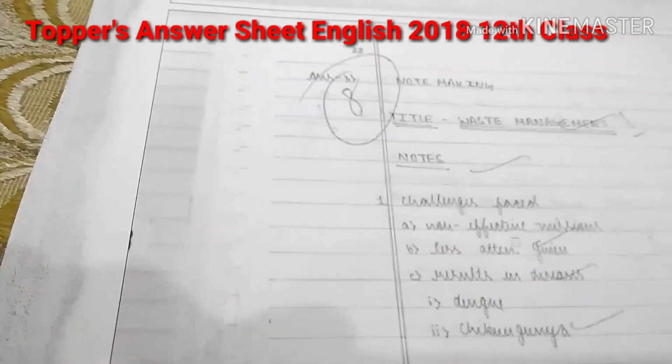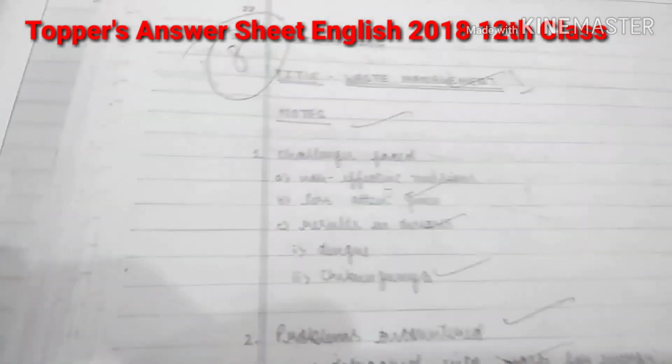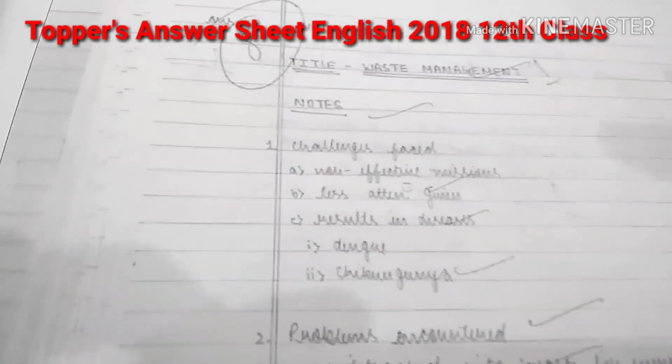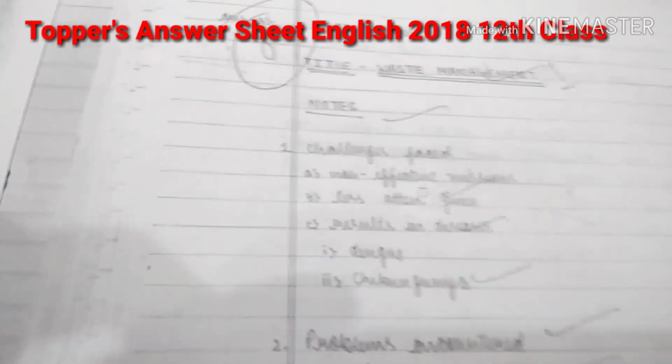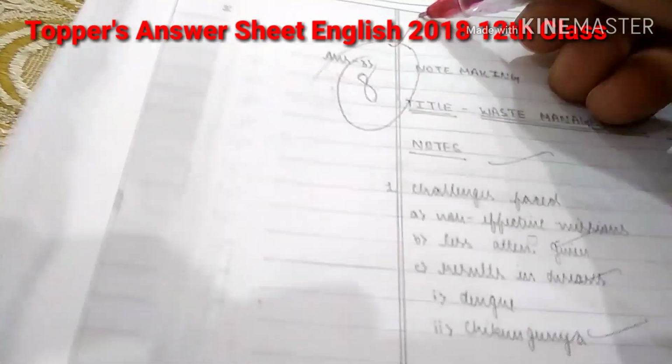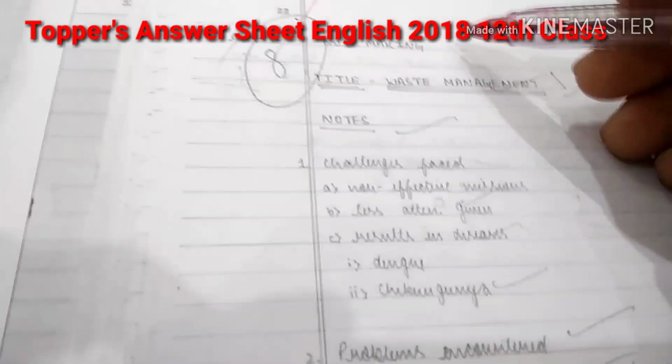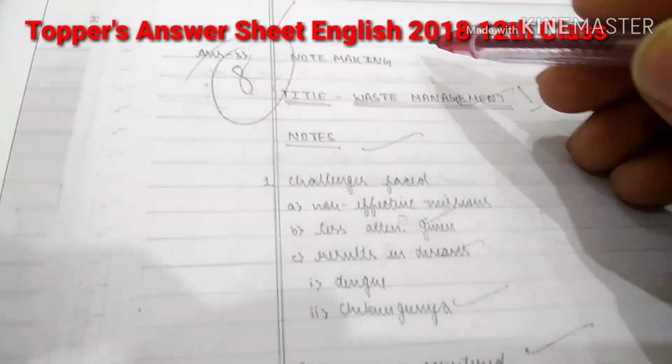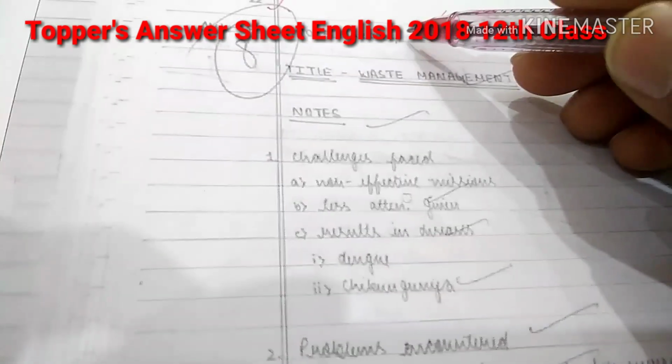And the third question, you know well, is your note making. This third was note making according to the previous pattern, but now it is the second question in note making. Earlier, as you see, the examiner had marked it 8 marks out of 8, but now it has become 10 marks, right? 10 marks. So here, according to the proper presentation, we mark note making.